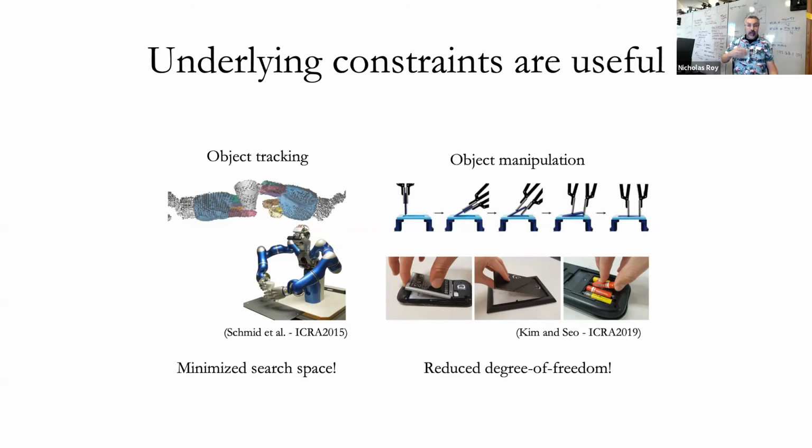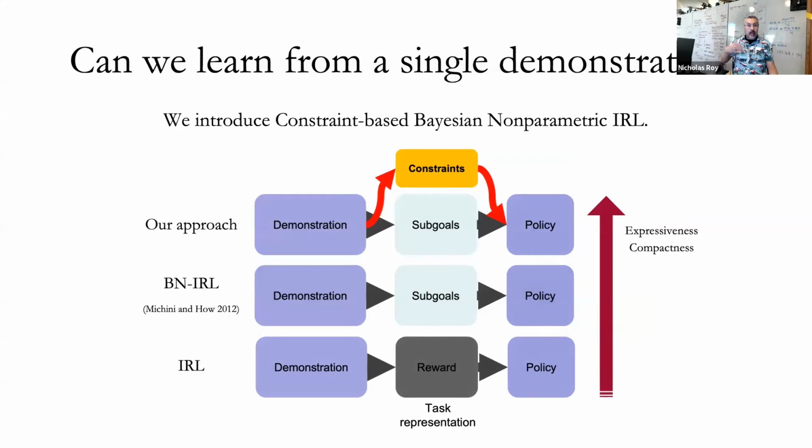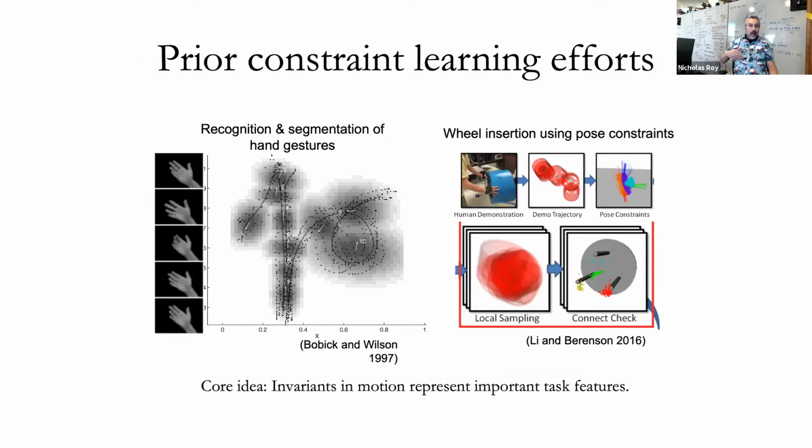So the question is, can we actually use constraints in learning from demonstration? And can we use constraints to drive down the data complexity so we can do this with a single demonstration? We're going to show how we can do this by introducing constraints into the process. What Daehyung developed, along with colleagues, is a constraint-based Bayesian non-parametric inverse reinforcement learning technique. And it really is a new way of representing the tasks. One thing to note is that we are by no means the first people to try and put constraints into the learning from demonstration problem.